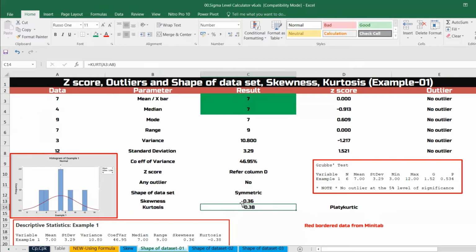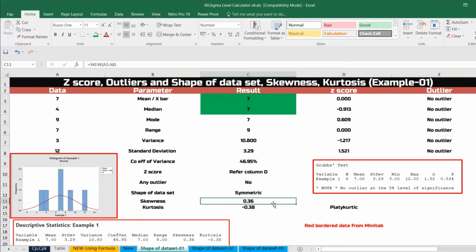And kurtosis is something like from the peak value to the mean, or the shape. So what is that one? It is negative, point minus 38. If it is negative, it is called platykurtic. It is a technical name. If the value is on the positive side, greater than 0, it is called leptokurtic. So these are the two names it has been given. Platykurtic is if the value is 0 or negative, and if it is greater than 0, it's called leptokurtic.